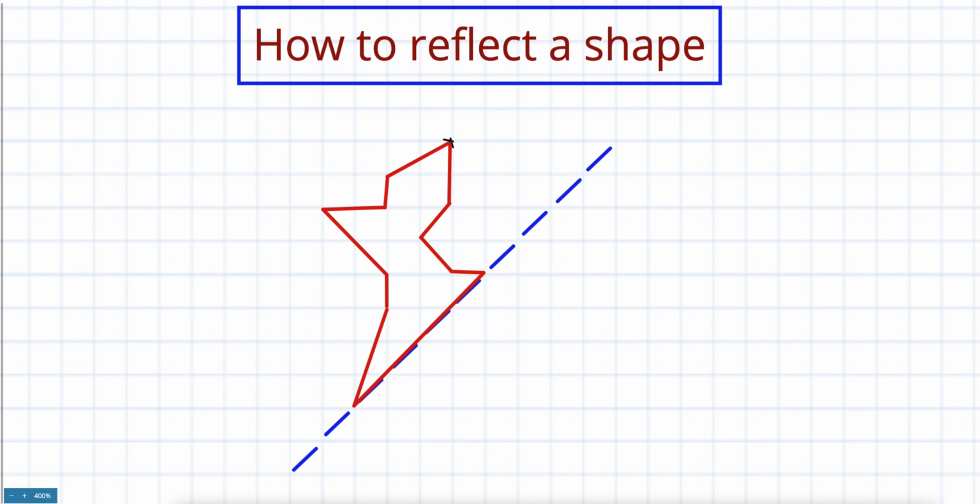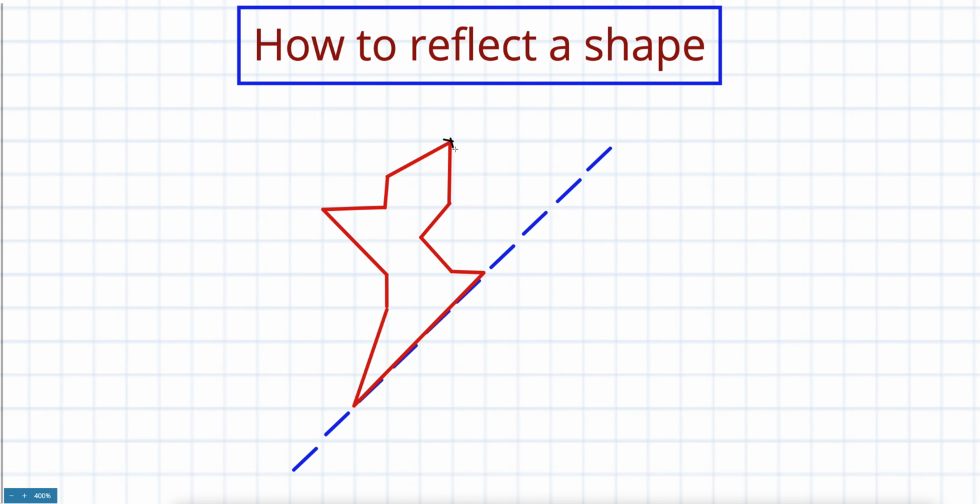Alright, I need to count how many diagonal squares we have until we reach the mirror line, the reflection line. And the best way to do it, the only way to do it, is to make a perpendicular line. Don't forget about that. A perpendicular line means a line with an angle of 90 degrees.